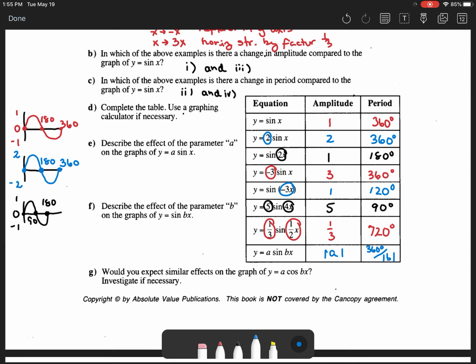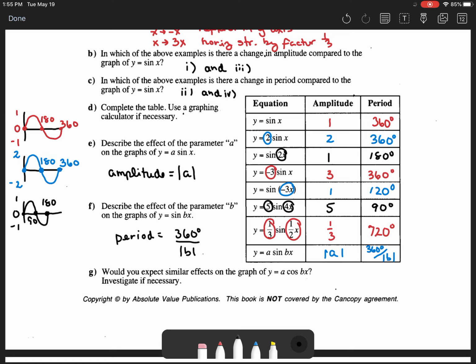E is describe the effects of parameter A. So what does A do to your graph? Well, basically all you want to know is that the amplitude of your graph is equal to the absolute value of A. And describe the effects of parameter B on your graph, sine b of x. Well, your period length, so the horizontal distance it takes for your graph to do one cycle, will always be 360 degrees divided by the absolute value of b. Now, if we were in radian mode, it would just be 2 pi over the absolute value of b.